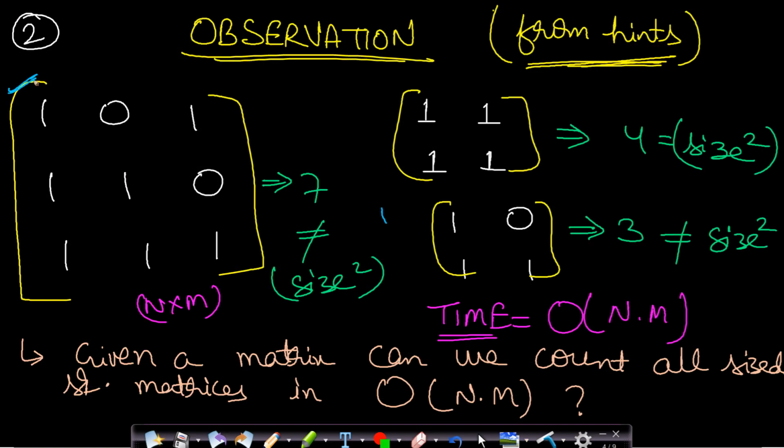Let us say we are having a 3 by 3 matrix and these are all the given values. So if we add all the values, then the value comes out to be 7. But if all values were 1, then the value should be 3 into 3, that is side square, 3 square. So in this case 7 is not equal to size square, and therefore this matrix will not have all ones. Okay, so we will not count this matrix.